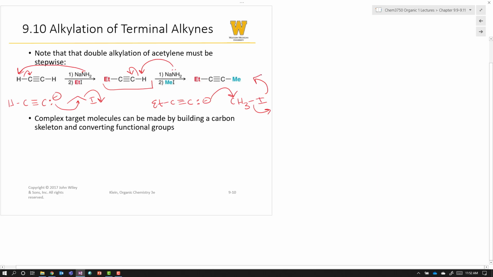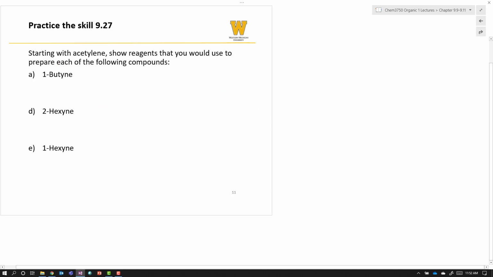So this is incredibly useful. Complex target molecules can be made just by building a carbon skeleton and converting the functional group. So this is a tool to build and add alkyl chains onto your alkyne, and then you can do other synthetic reactions to get a different functional group. So we're just adding more to our tool belt here on what kind of transformations we can make using organic chemistry.